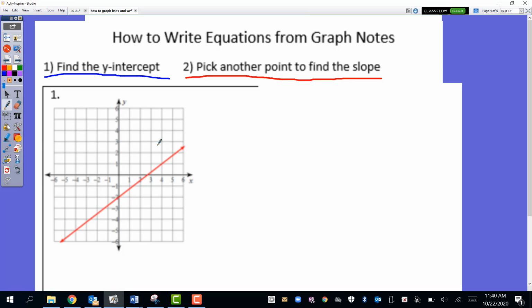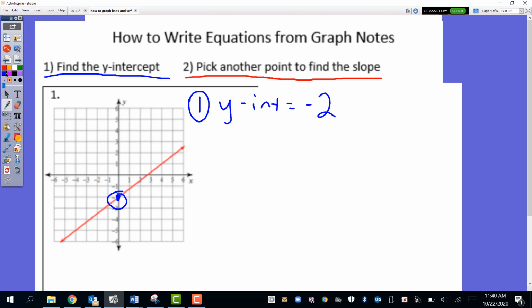So in my graph in number 1, I'm looking for the y-intercept. So I'm looking on the y-axis. Where does the graph cross? And it crosses right down there. And what number is it on? It's on -2. So I'm going to say the y-intercept is -2. Great. So that's one of my points.